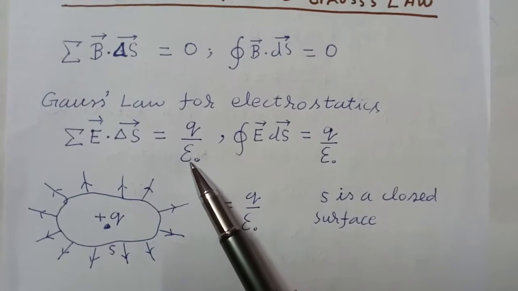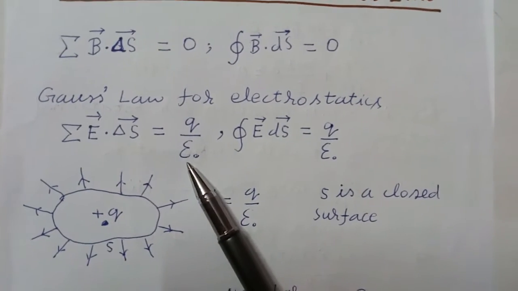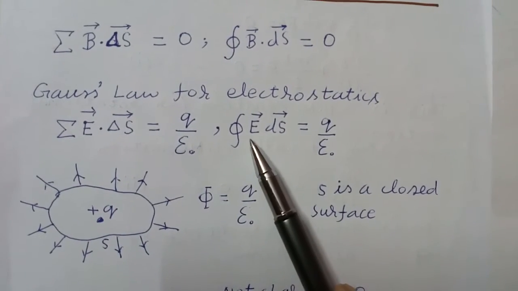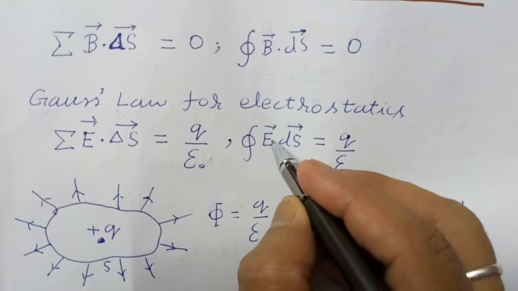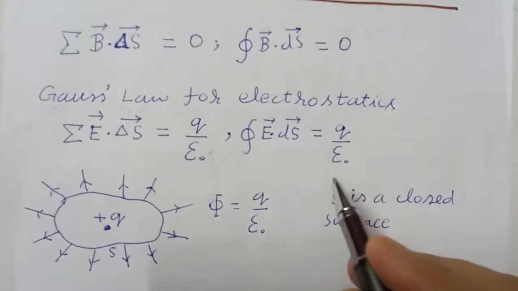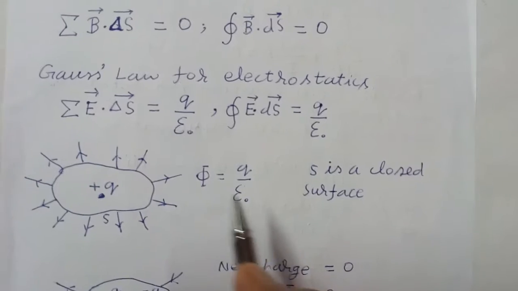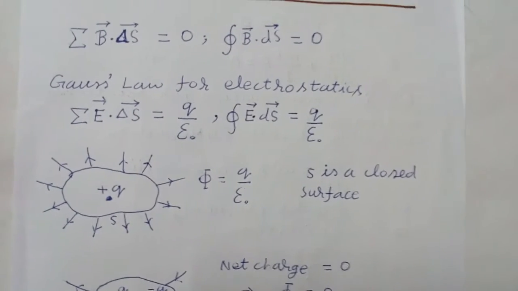Now epsilon naught is permittivity of free space. In integration form we may write it integration E dot dS is equal to Q upon epsilon naught. Now this Q upon epsilon naught is known as electric flux phi. So this is Gauss law for electrostatics.